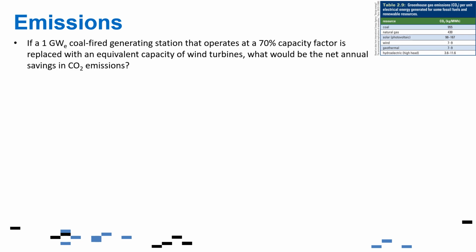Let us now try to solve this problem. So, solution for this problem. Now let's see what are the given values here. What values are given? So we have 1 gigawatt for coal.